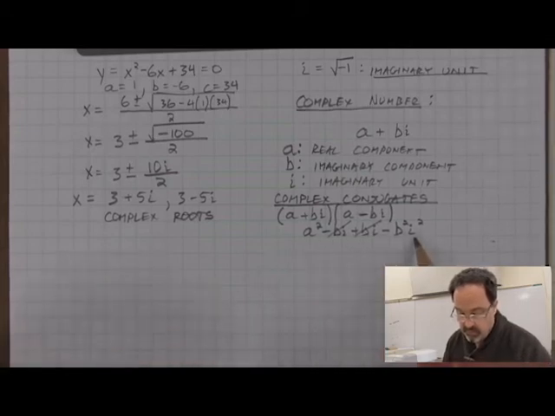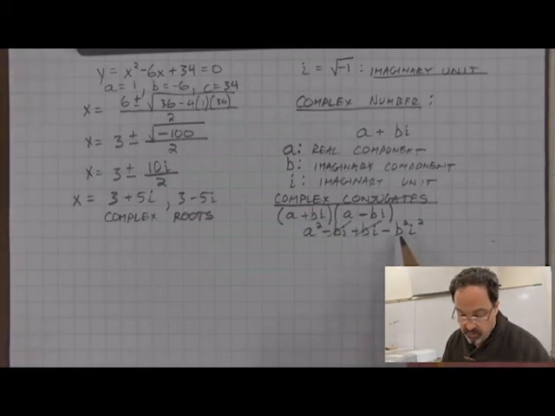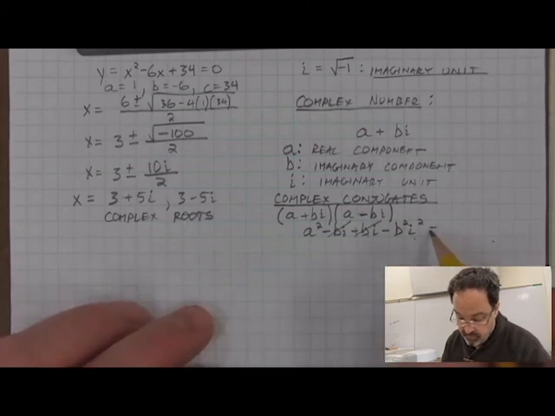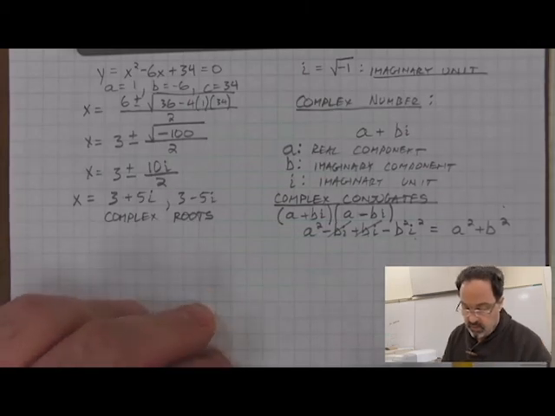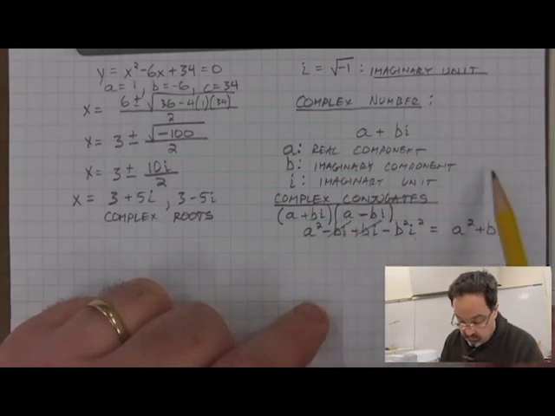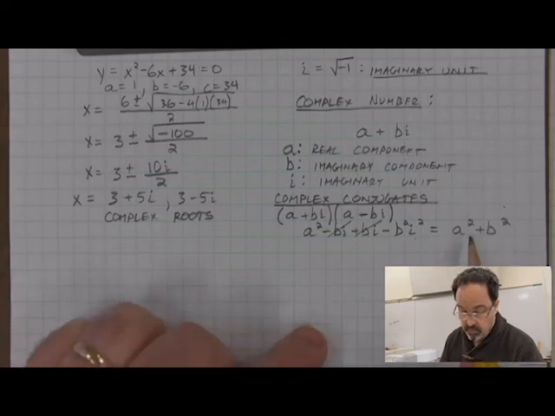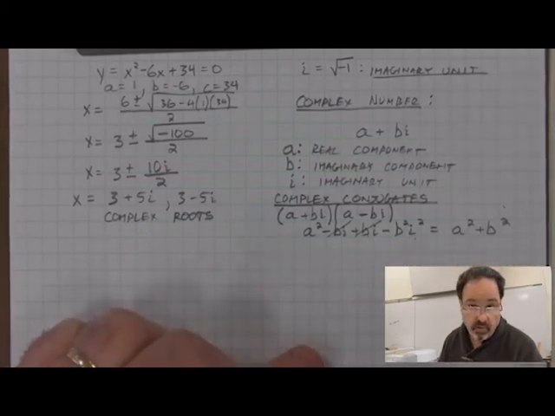From the previous lesson, we know that if we square i, it becomes negative 1. i is the square root of negative 1, so if you square it, it undoes the radical and leaves negative 1. So if we multiply the minus b squared by negative 1, then this gets simplified to a squared plus b squared. It is always the case that when you multiply complex conjugates, it will simplify to this form. And there is no imaginary unit in this form. These a's and b's are real.